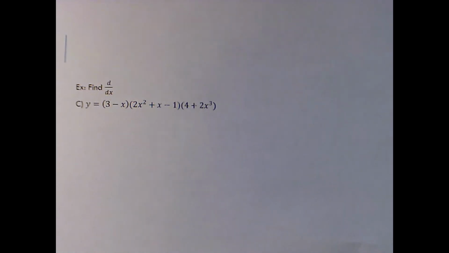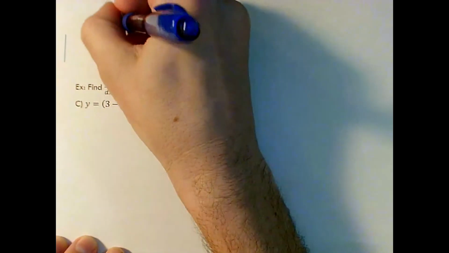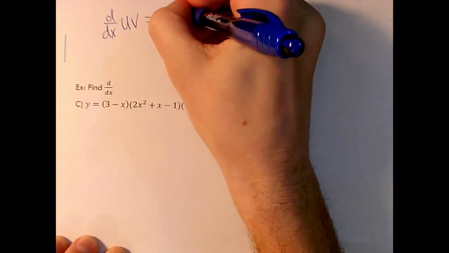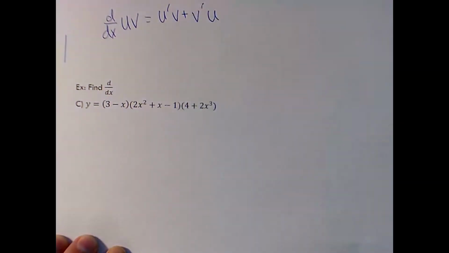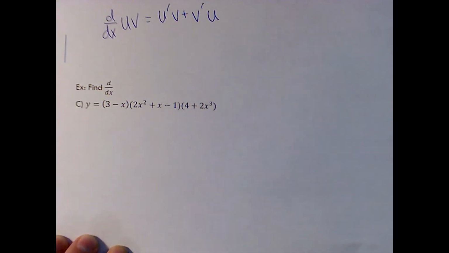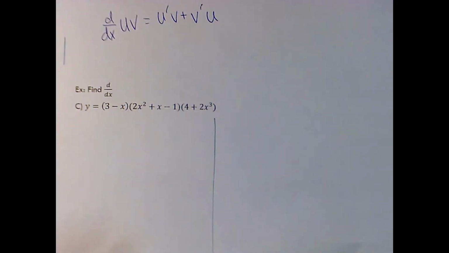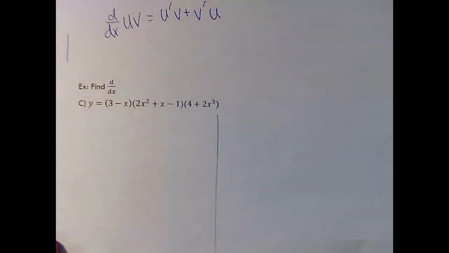Okay. So, I have the product rule. And the product rule states that if I take the derivative of something times something, it becomes u prime v plus v prime u. What about something times something times something? Well, don't overthink it. How about you just use the product rule twice? Which I will do.